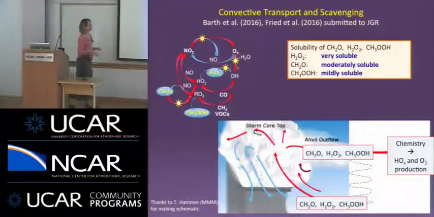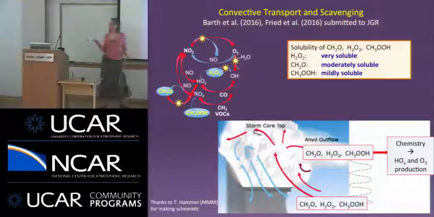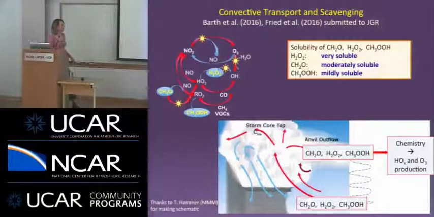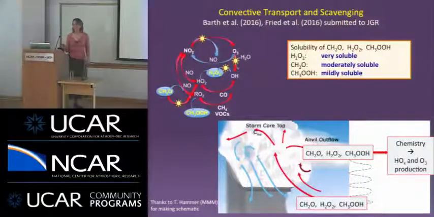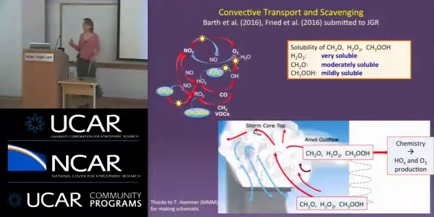These 3 species are very interesting. We have hydrogen peroxide, which is very soluble, so we expect it to get rained out. We have formaldehyde, which is moderately soluble, and methyl hydrogen peroxide, which is mildly soluble, something that you expect to get transported up and into the upper troposphere.